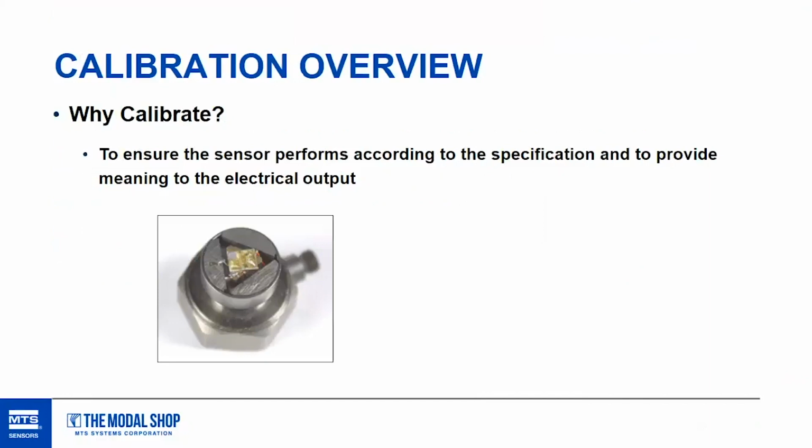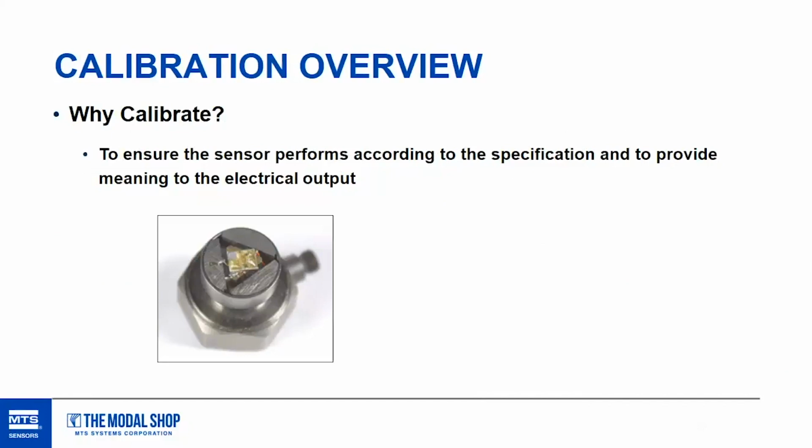With our data acquisition system, with our meter, whatever we're using, we can measure that voltage, and great, now we have a voltage. But ultimately, in your test, you're not really interested in volts. In the case of acceleration, you're interested in G's or meters per second squared. You want to know what is the acceleration of the device or structure that you're testing. So that's where the calibration comes in.